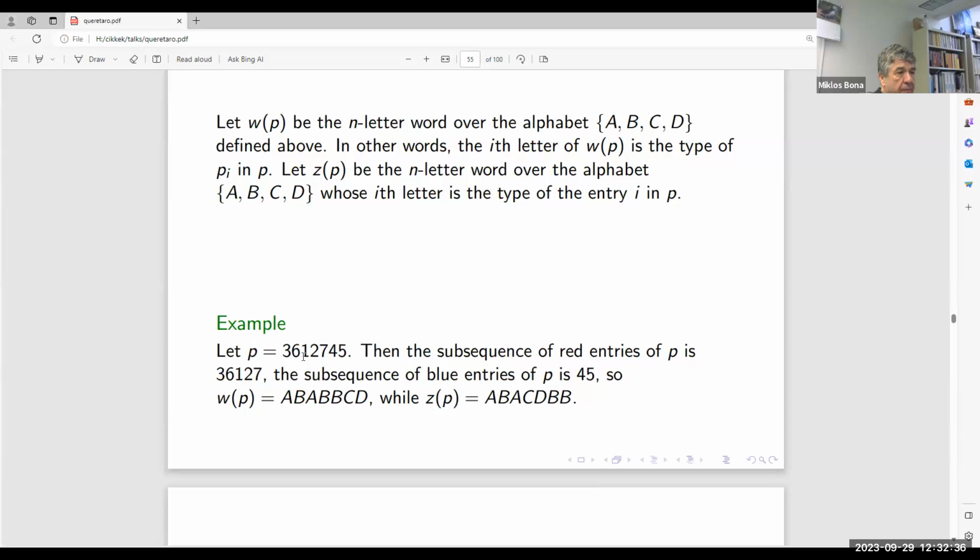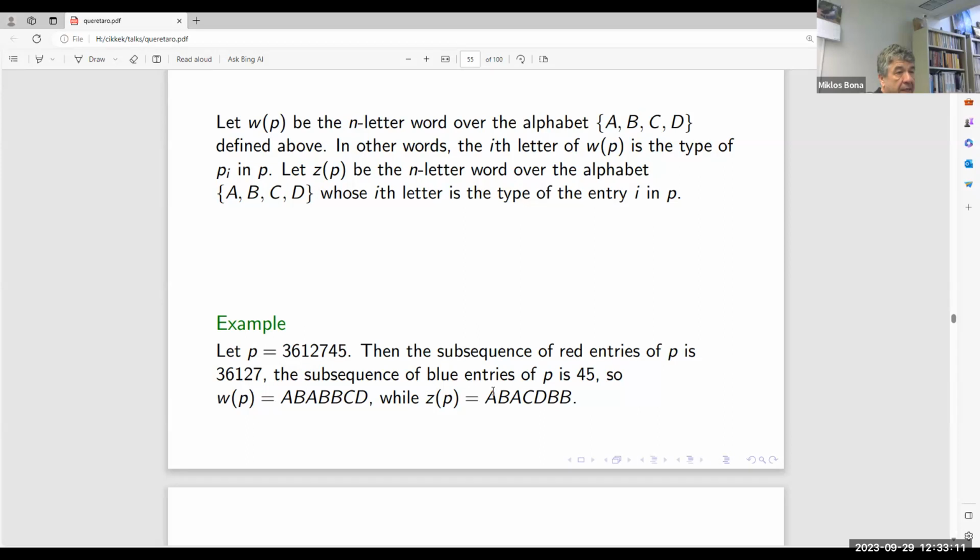Here is this permutation. Its red entries are those, its blue entries are those. So now let's look at the red entries, which are the left to right minima, 3 and 1. So those 2 will be A. The other red entries, 1, 2, and 7, will be B's, B, B, B. And then the blue entries 4 and 5, out of which 4 is not a right to left maximum, so that's a C. 5 is a right to left maximum, so that's a D.